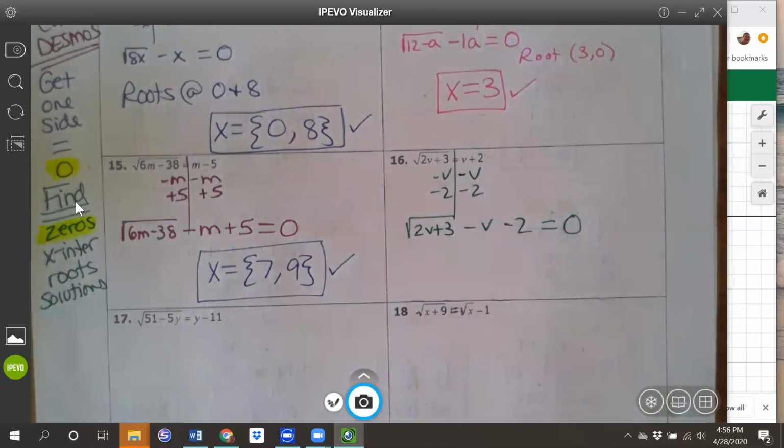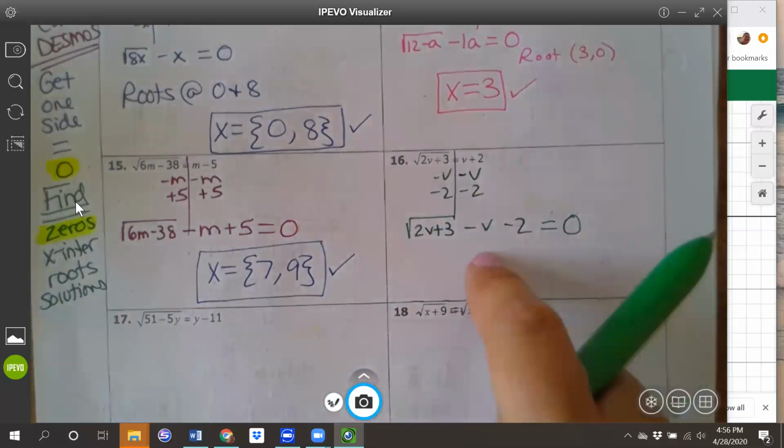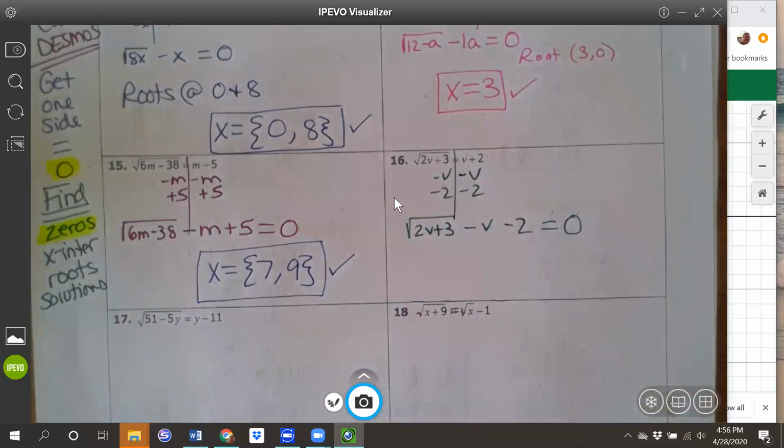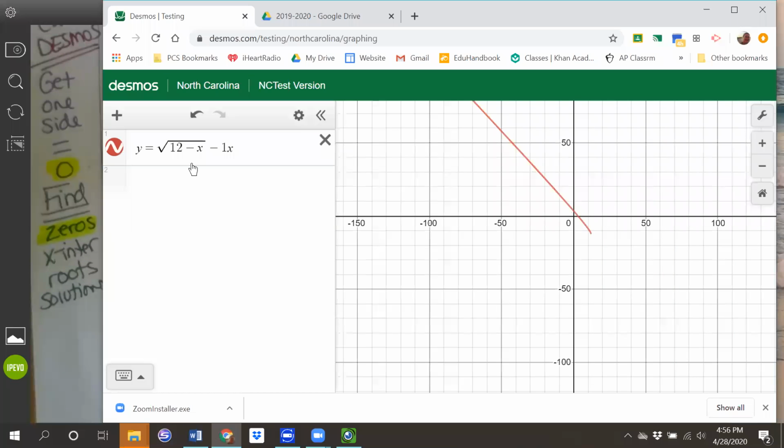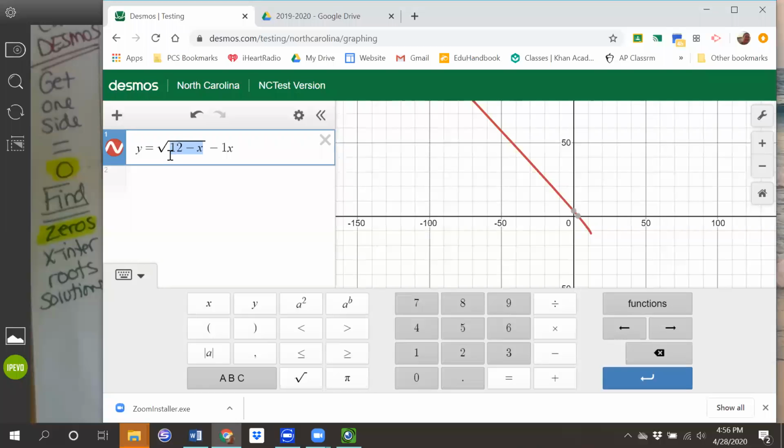They cannot be combined together. I'll put that in on Desmos. So I is equal to 0, which means that I'm going to be looking for zeros. So that's going to be y equals square root of 2x plus 3, and then minus 1x, and then minus 2. So I'm looking for my zeros.